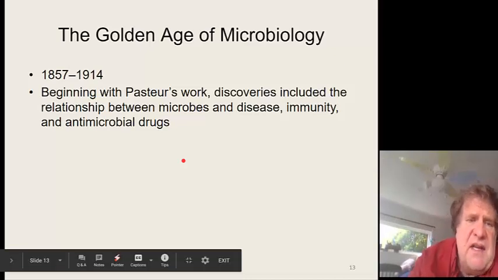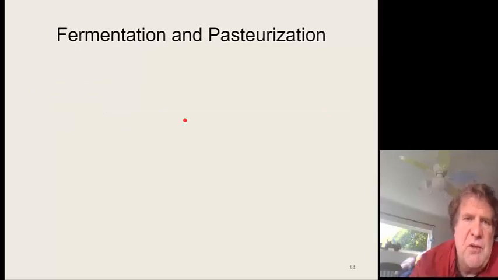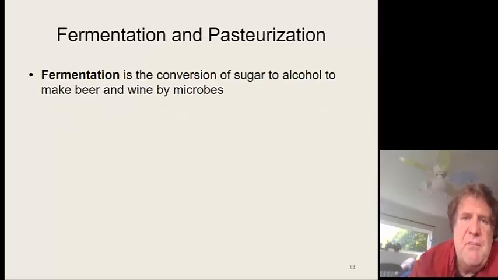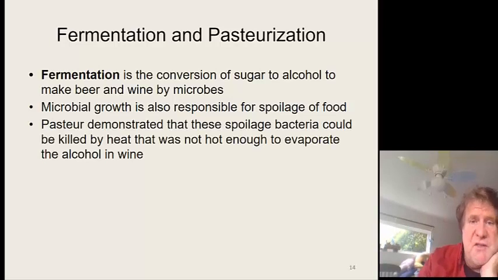1857 to 1914 was the golden age of microbiology. I believe that we're having a golden age of microbiology right now, and I'll talk about that a little bit later. This began with Pasteur's work. Discoveries included the relationship between microbes, disease, immunity, and antimicrobial drugs, as well as fermentation and pasteurization. Fermentation is the conversion of sugar to alcohol by microbes to make beer and wine. Microbial growth is also responsible for spoilage of food.